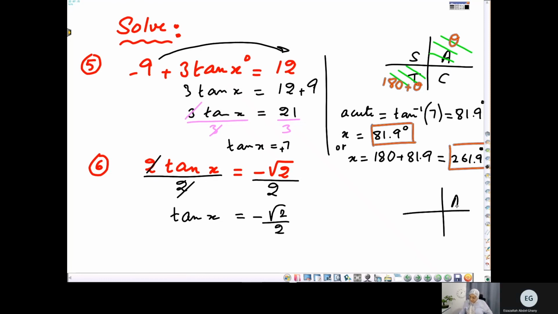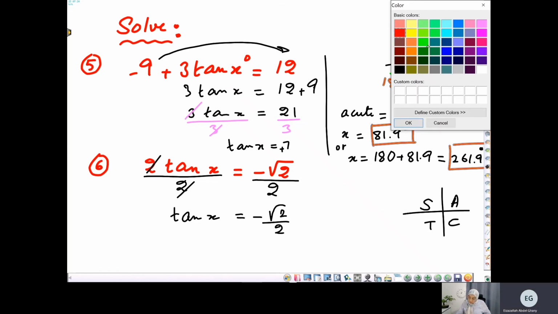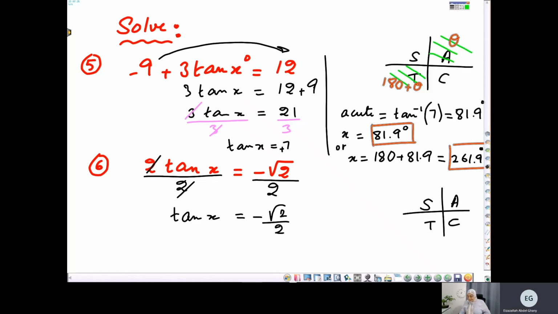ASTC. ASTC is a must. You must do it in all trigonometric equations. Now, your 10 is negative. 10 is negative not in the house of the family of all. It's not negative in the house of the 10. So, where is it negative? In the other two quadrants, which is 180 minus this acute and 360 minus this acute.